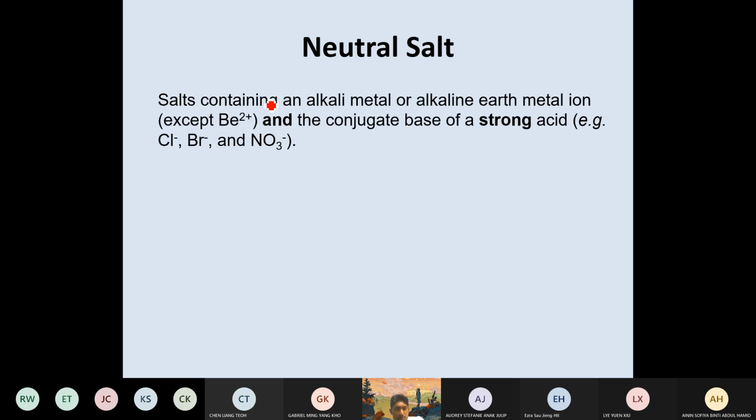So neutral salt is strong acid and strong base. It is coming from, I already have discussed it. I have talked about it.